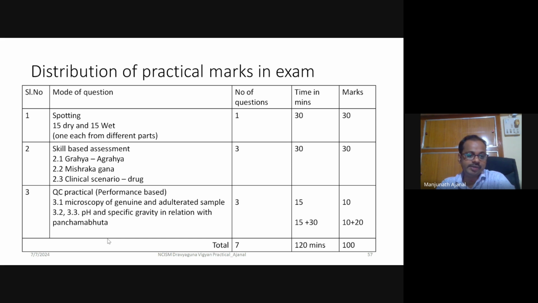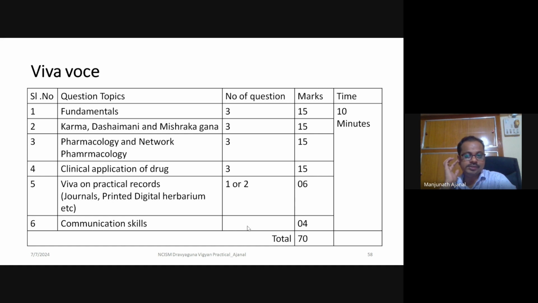The third set of practicals to be performed by the student is microscopic examination of genuine and adulterated drugs. You need to give the genuine and adulterated drug and they have to perform this particular practical. And this one is Panchabhautik or Guna assessment, their pH or specific gravity. All these need to be given and this carries 2 hours for one particular student. The marks are 30 for spotting, 30 for skill based assessment, and quality control 30 plus 10. So total 100 marks, and Viva 70 marks.